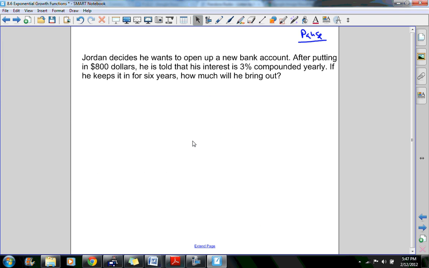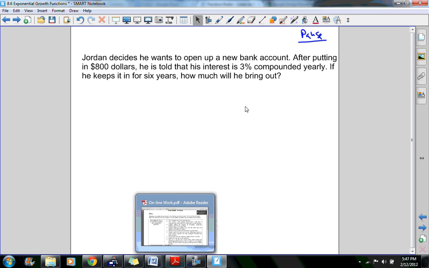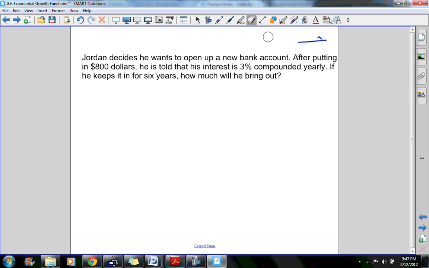I want you to pause it. I don't want a graph, but I just want the answer to the problem. So we're back. So for this one, we have y equals c parentheses 1 plus r raised to the t. So the c is going to be 800.